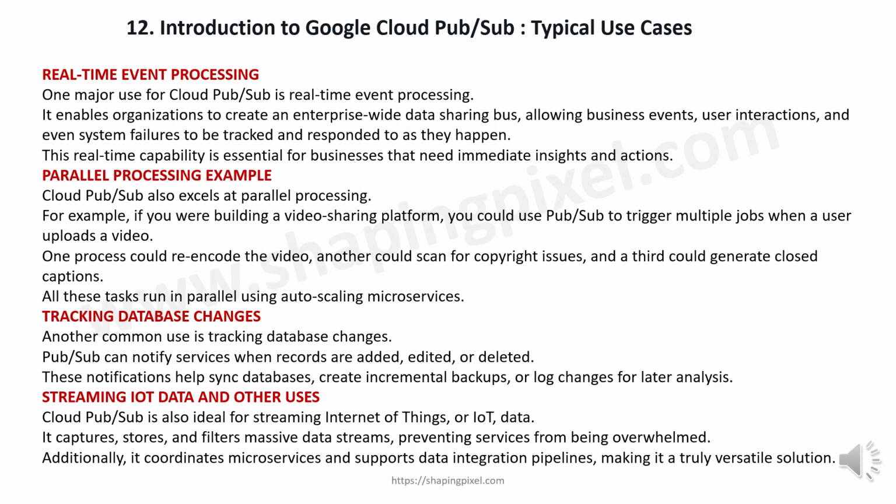Cloud PubSub is a powerful tool with a wide range of applications. Today, let's explore some of the most common use cases that highlight its versatility in modern cloud environments. One major use for Cloud PubSub is real-time event processing. It enables organizations to create an enterprise-wide data sharing bus, allowing business events, user interactions, and even system failures to be tracked and responded to as they happen. This real-time capability is essential for businesses that need immediate insights and actions.